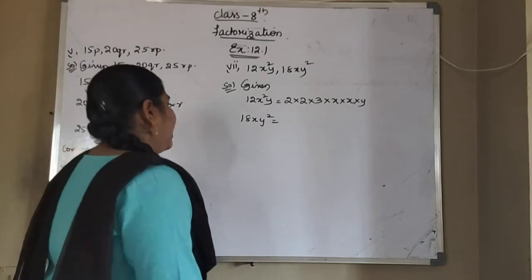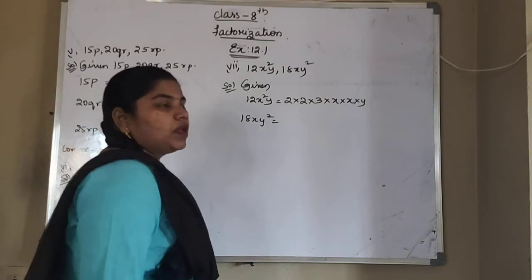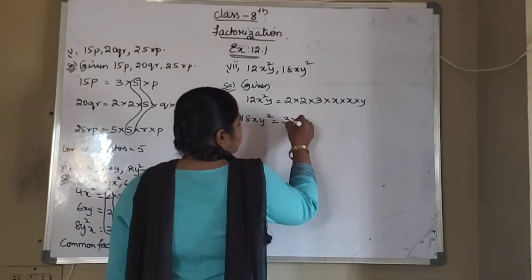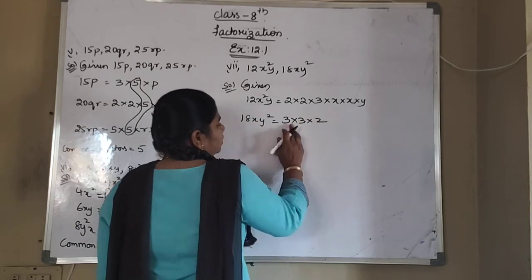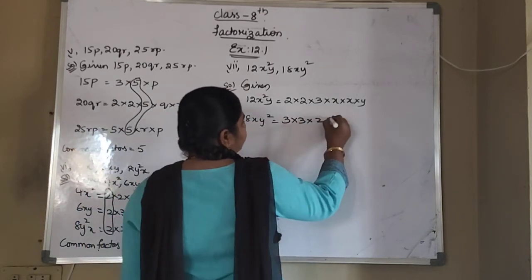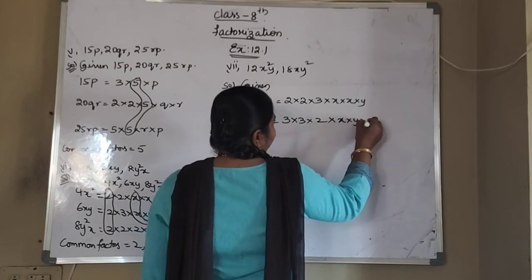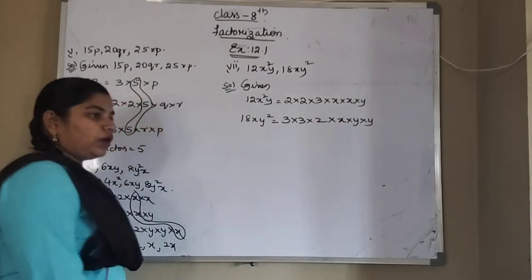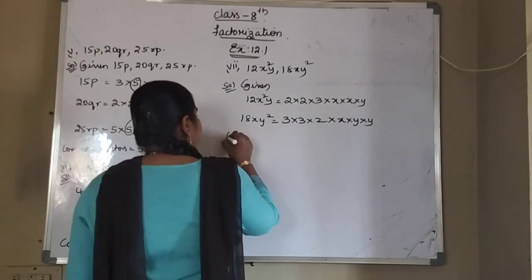Okay, so 18 can be written as 9 twos. 9 can be written as 3 into 3 into 2. 2 3s are 6, 3 3s are 9, 9 twos are 18, into x into y into y. Okay, now you take out the common factors.